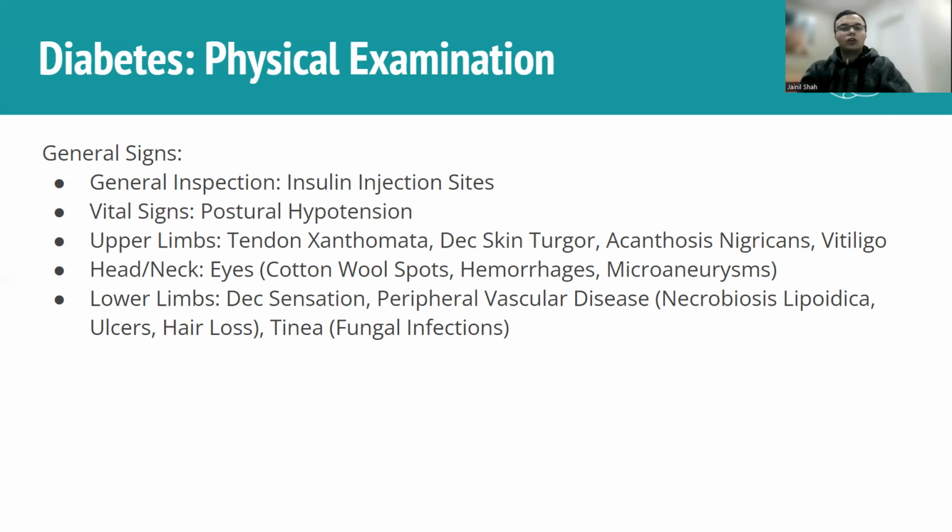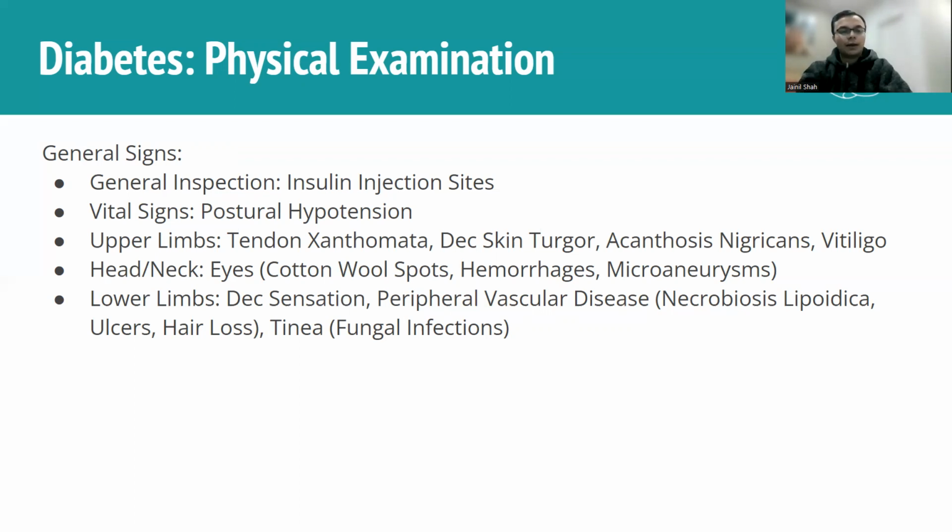With your head and neck, you can look for a couple of things, but in particular with your eyes, you want to look for a couple of changes that occur with diabetic retinopathy, so cotton wool spots, hemorrhages, microaneurysms, all of which you'll learn more about in your fundoscopy clinical skills, and you'll see images of those as well, which you're expected to be able to point out in written exams and NOSCEs.